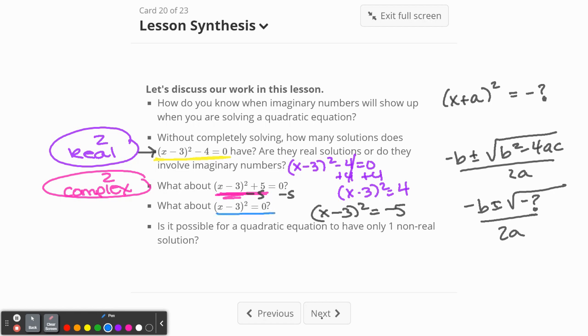x minus 3 squared equals 0. This one's going to have 1 real solution because if I take the square root, I don't have to subtract or add anything. I would have to take the square root, and the square root of 0 is just 0. Do you guys think it's possible to have only 1 non-real solution? The answer to that is no. If we only have 1 solution, it's because the square root was 0. There is no 0 equivalent for imaginary.